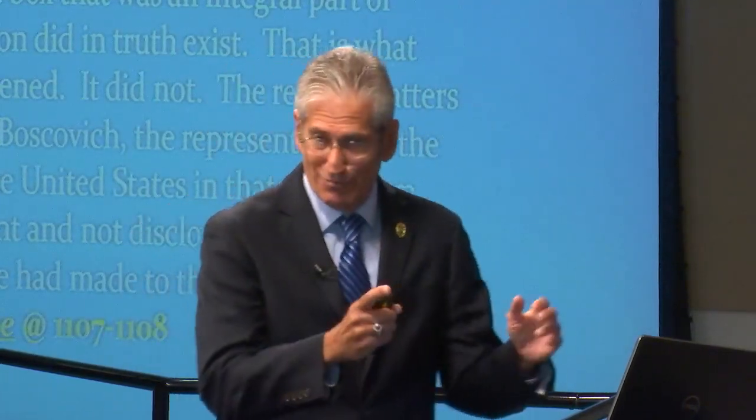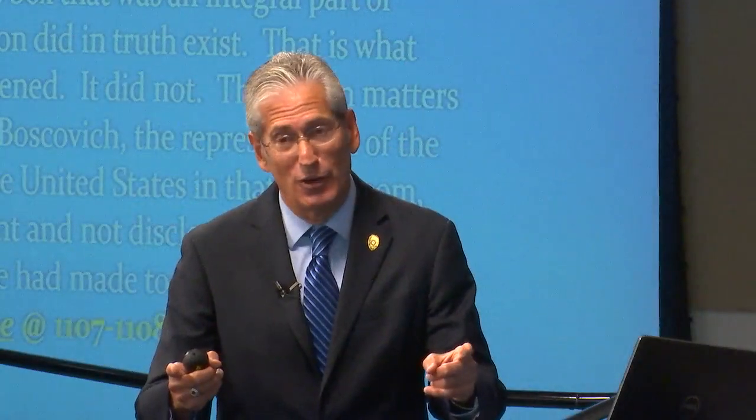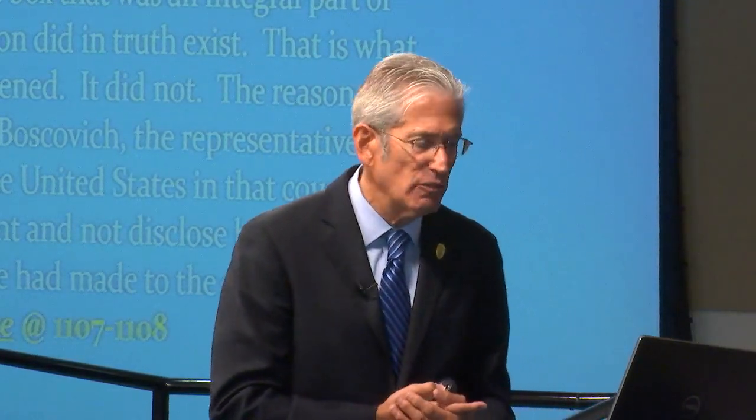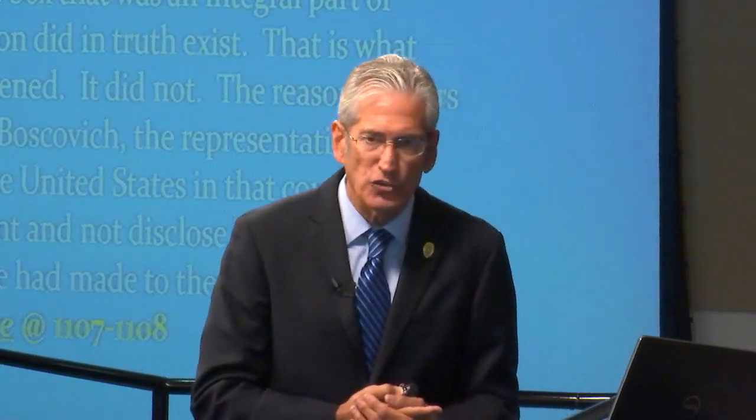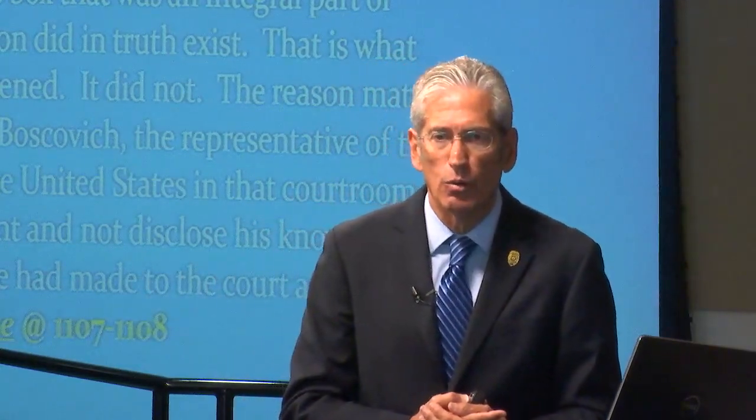Now, the court said the matter could have been corrected by stipulation or by testimony from Agent Ostis. The jury could have been told that the box that was an integral part of Alzat's explanation did in truth exist. That is what should have happened. It did not. The reason matters went awry is that Boscovich, the prosecutor, by name, you don't ever want your name in an opinion like that. Boscovich, the representative of the government of the United States in that courtroom, chose to keep silent and not disclose his knowledge that statements he had made to the court and the jury were false.